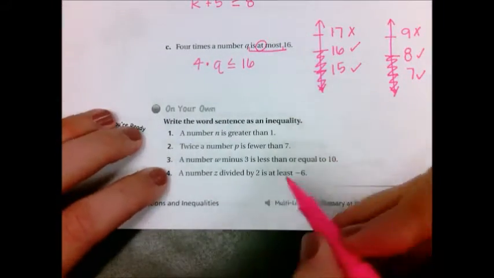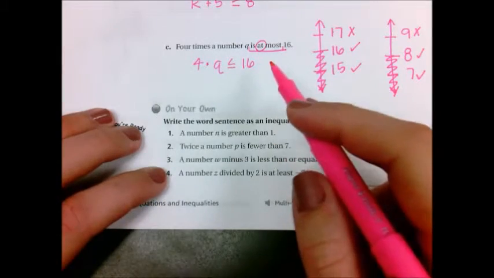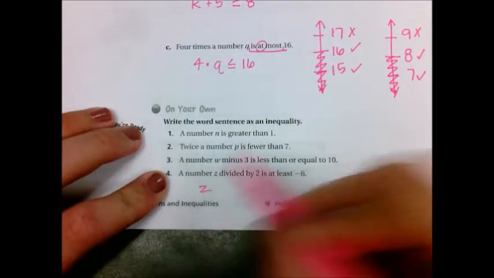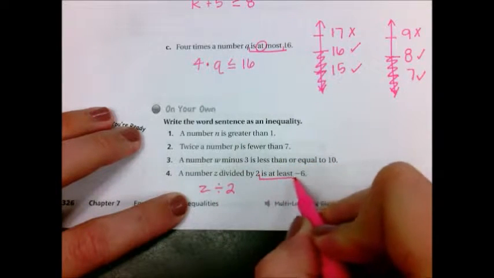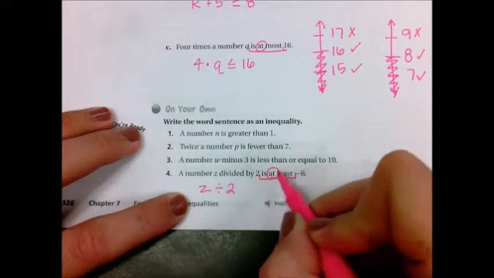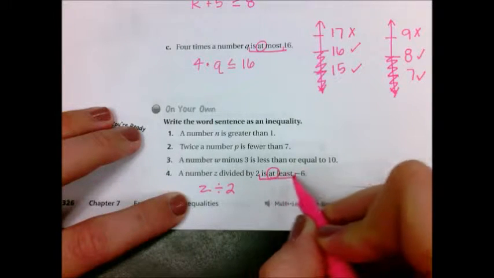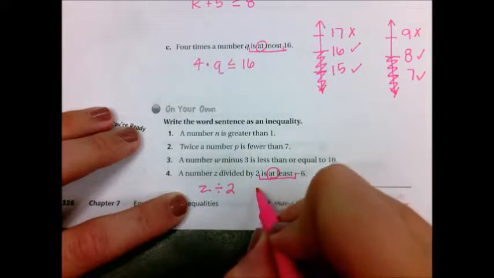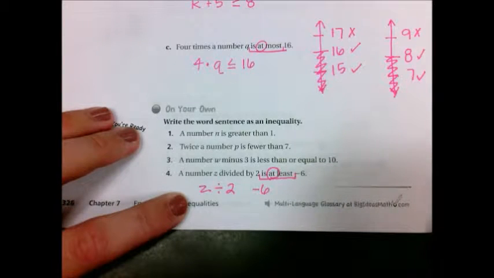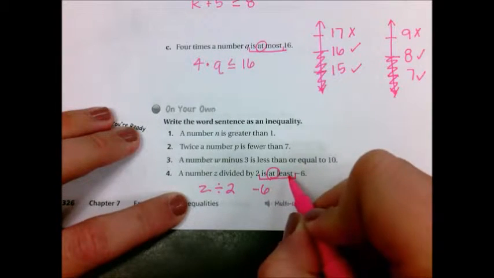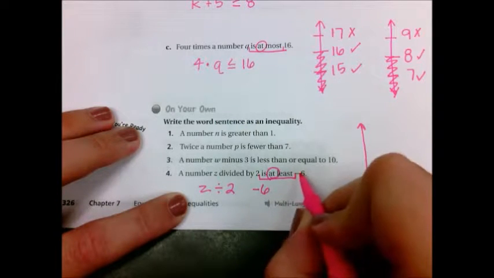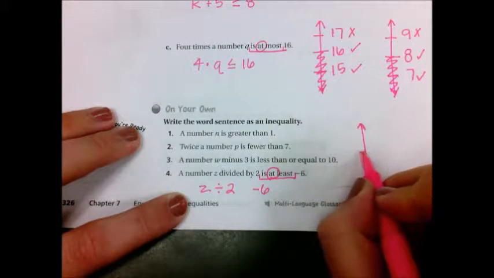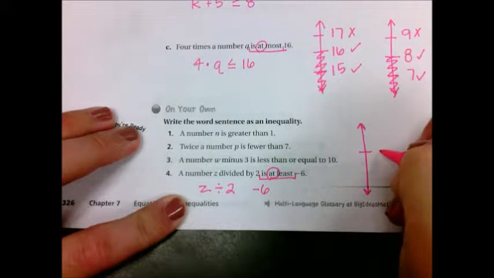Down here towards the bottom of the page, number 4 is another example of one of these weird ones. A number z divided by 2, and then we see "is at least." "At least" is our red flag word that this is going to be different than what it sounds like. And then it says -6. So if the least number I could have, and this is a little tricky because it's a negative, so we'll just kind of think of it as, well, we can use -6.